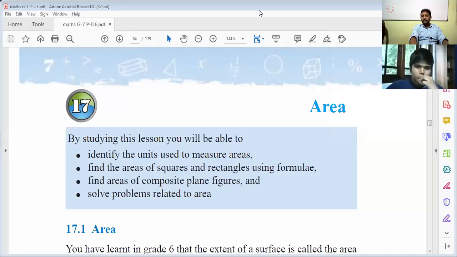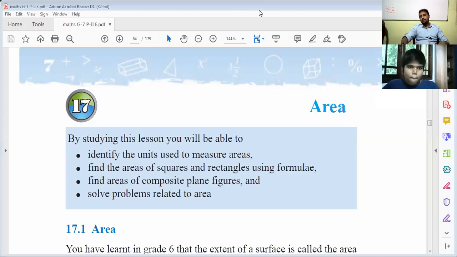All of you write down the new topic. Lesson number 17, area. Right, that's a new lesson, no? Area.